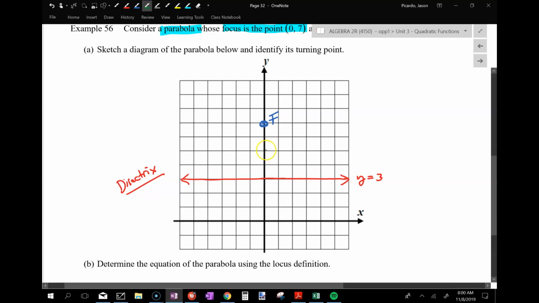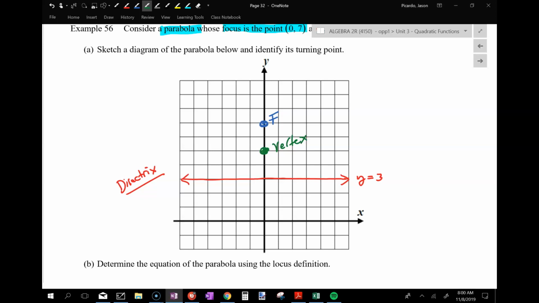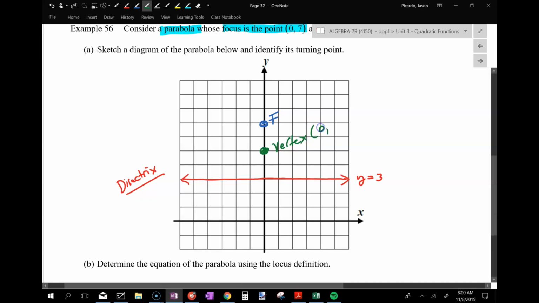And we should have all placed a point right here, right? Why did I pick that spot? Because it's equidistant from the focus and the directrix. What am I going to call that point? That's the vertex, right? That's the turning point of my parabola. What is that point? 0, 5. That point is 0, 5.